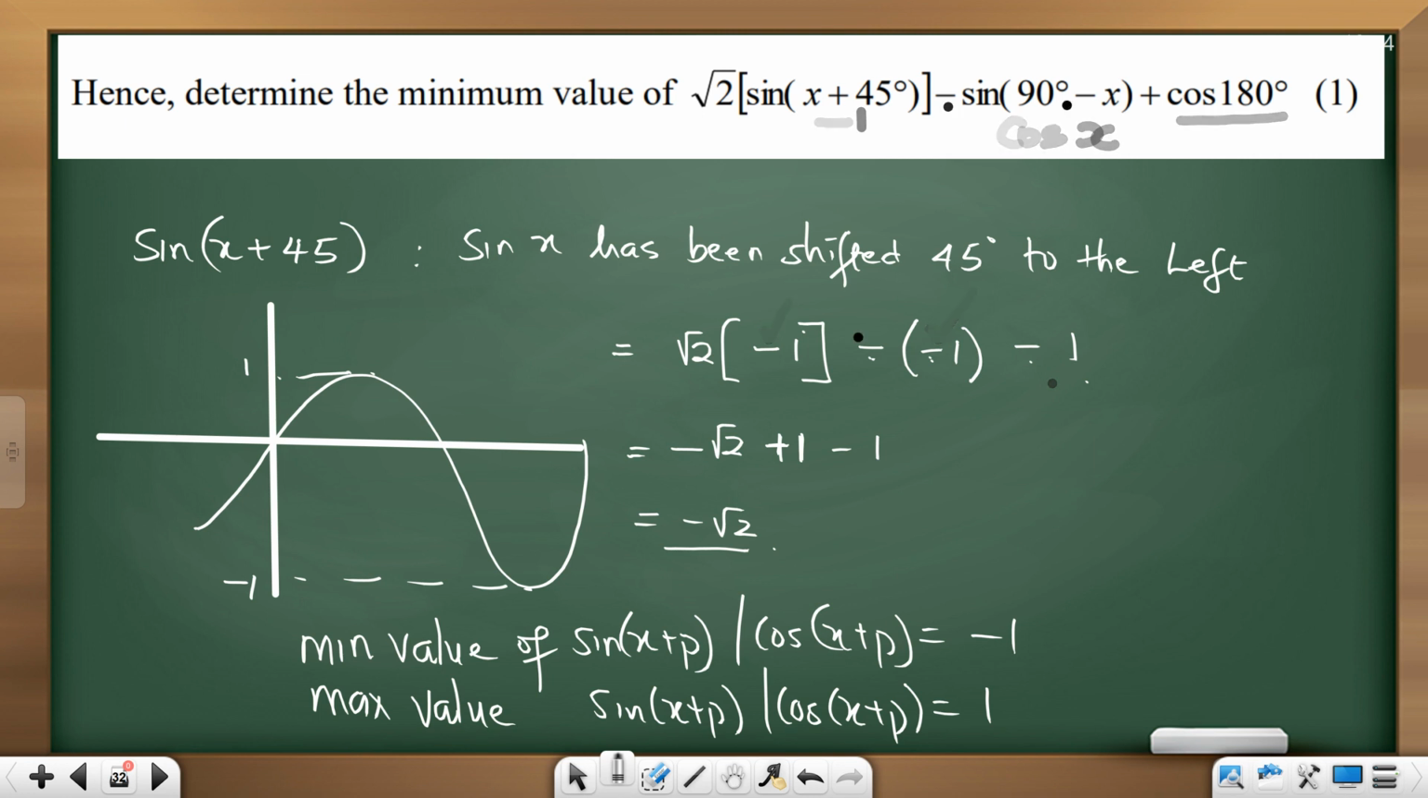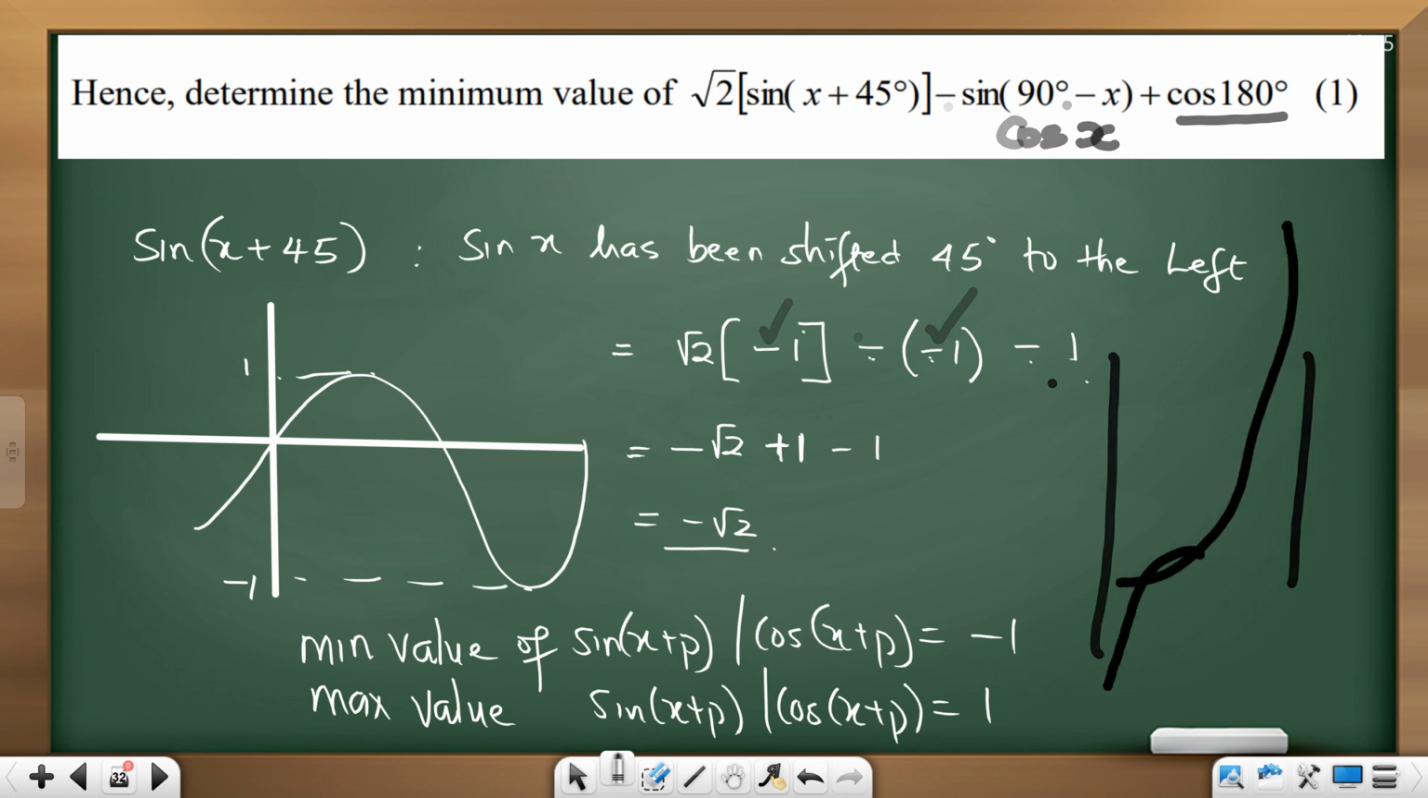So understand the minimum and maximum value. Maybe when I revise again, I'll do more graphs for you and show you how to even get the range when the graph is shifted. It doesn't have a minimum, infinity. That's why your tan graph looks like that. It goes up and it comes from negative infinity.